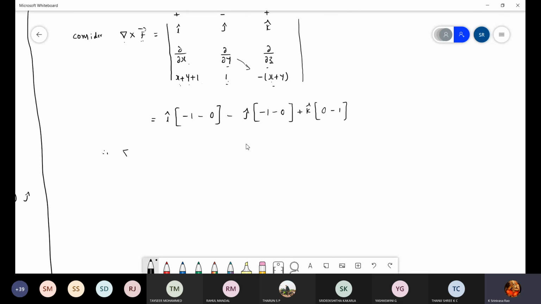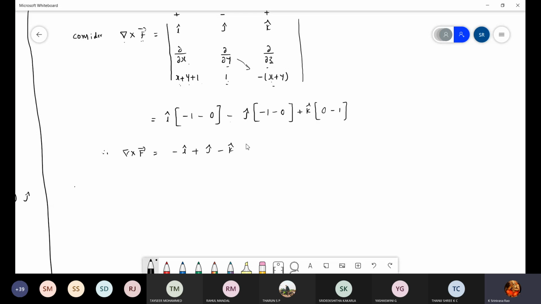Therefore, curl f equals minus i cap, minus into minus plus j cap, minus k cap. This is the final answer, curl f. Now the question is, we have to show that f dot curl f equals 0.